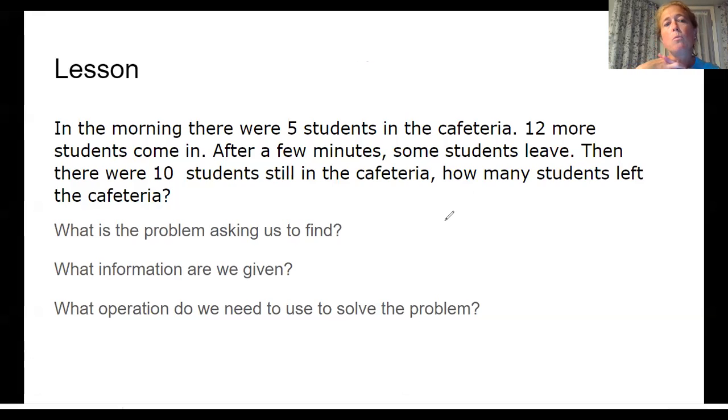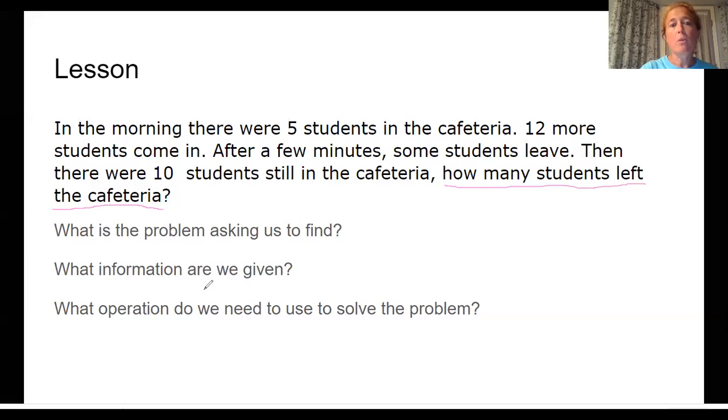Okay, so what is the problem asking us to find? Because there's a lot of steps to this problem, but ultimately it's only asking us one question. And that question is, how many students left the cafeteria? So ultimately our final answer has to be the answer to how many students left the cafeteria.